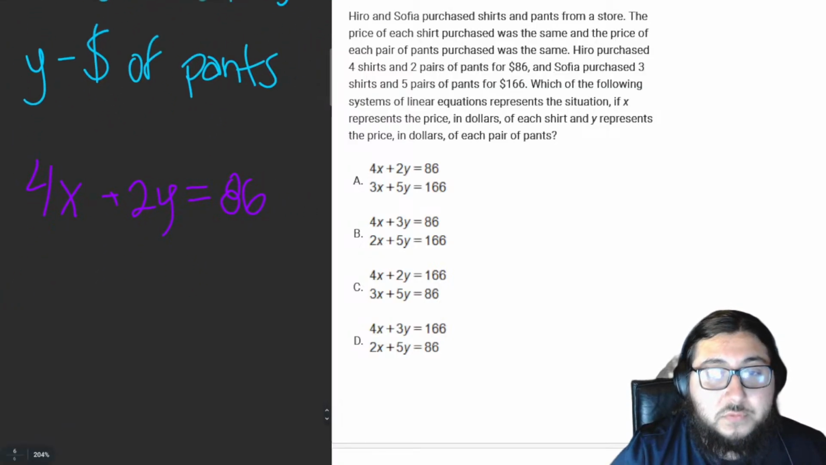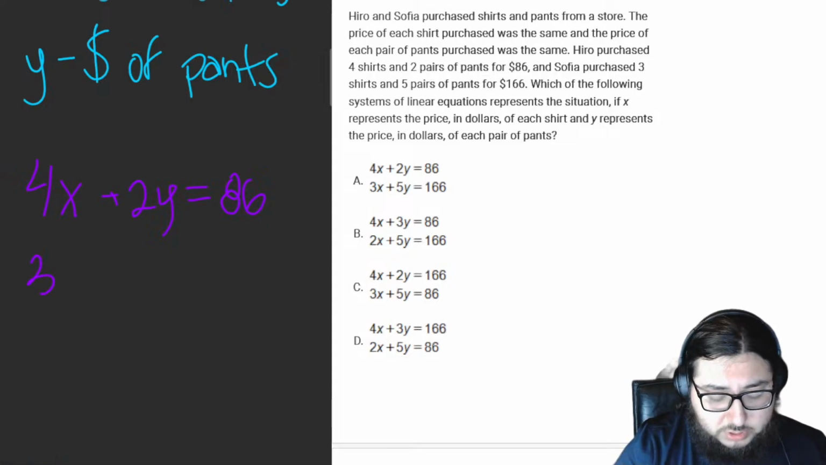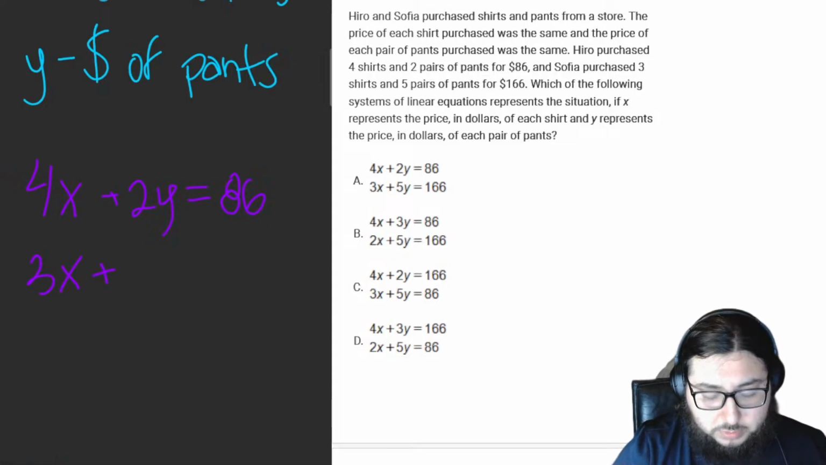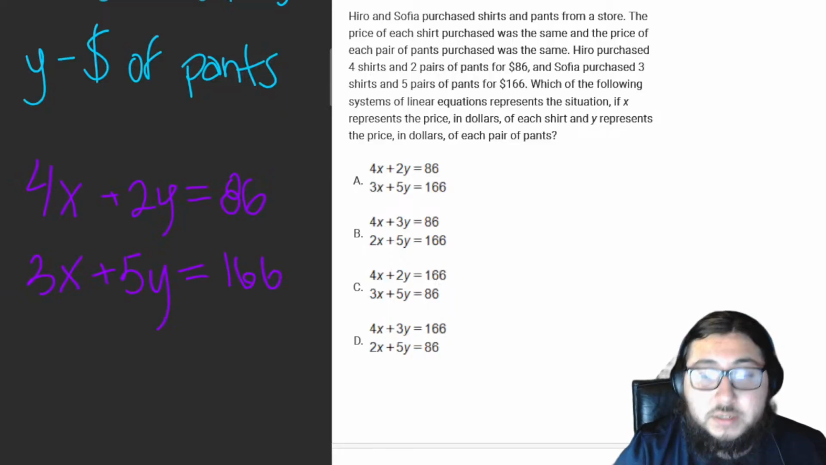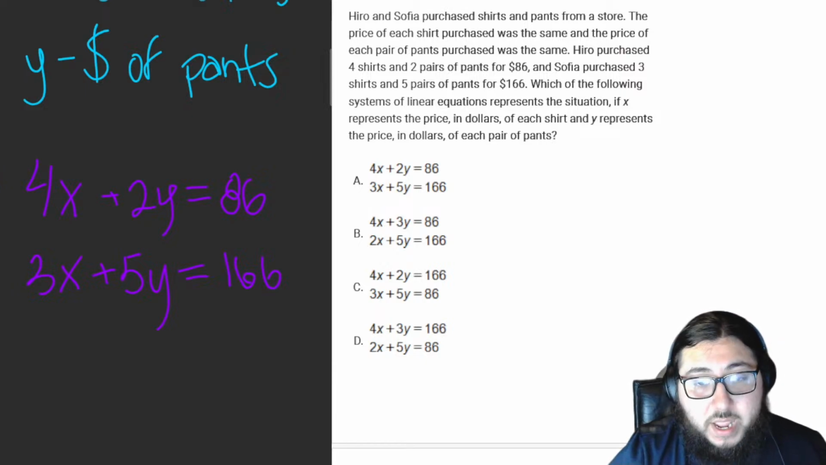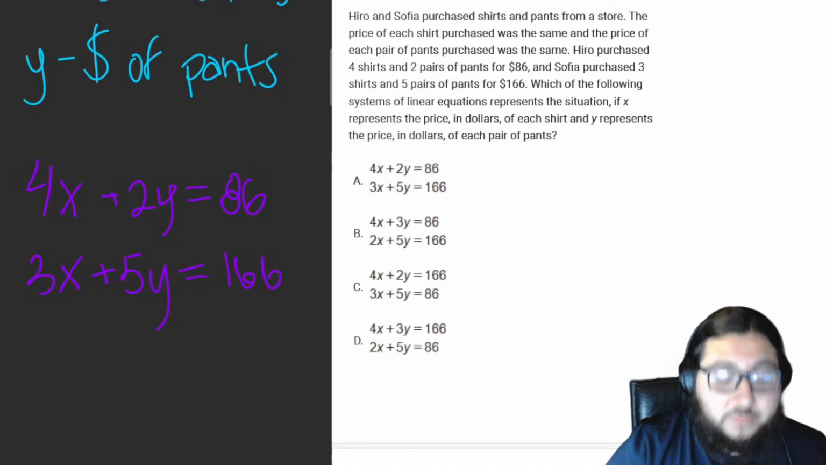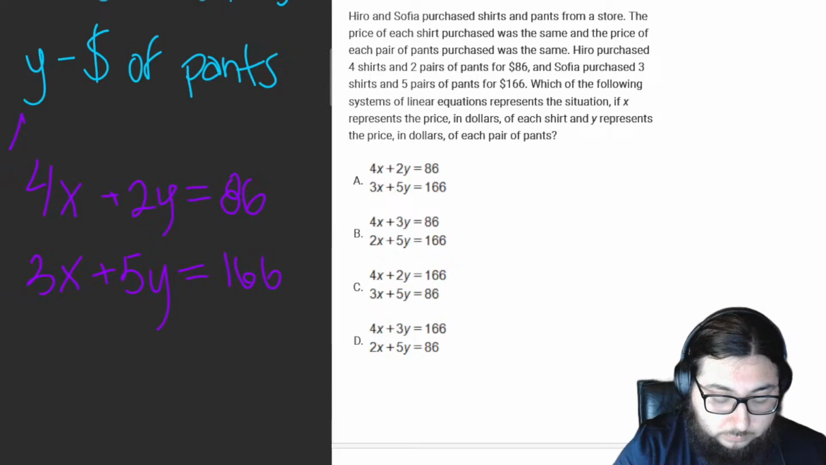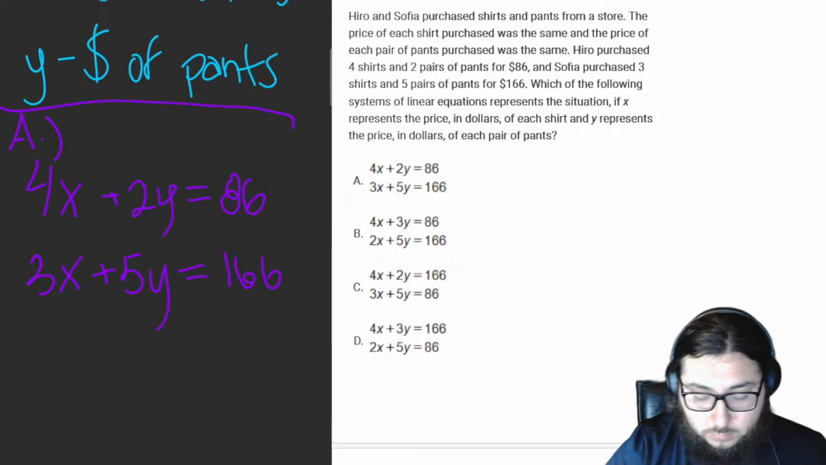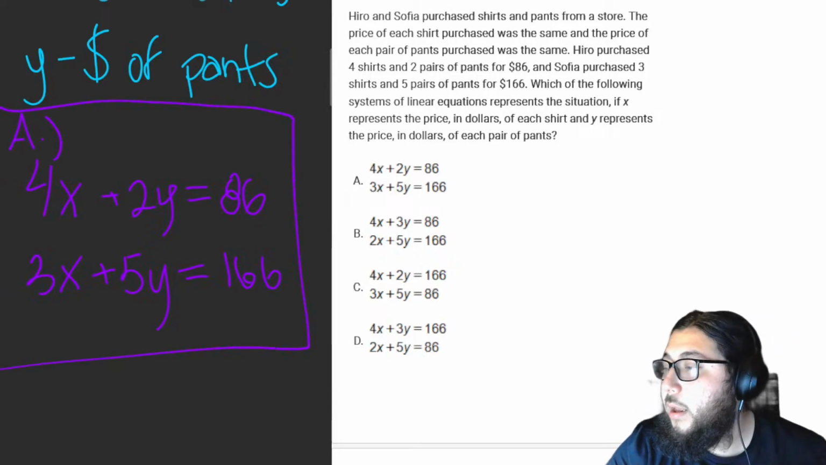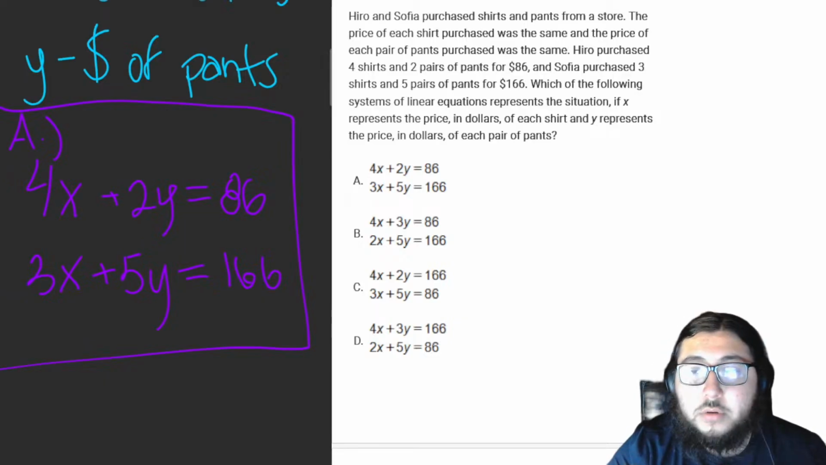And then for Sophia's case, we have 3 shirts times the price of shirts, plus 5 pairs of pants times the price of pants. All of this totaled to $166. And we see that A looks exactly like our system of equations, so A must be the correct answer. Now let's verify it is in fact A. Any questions on this one?